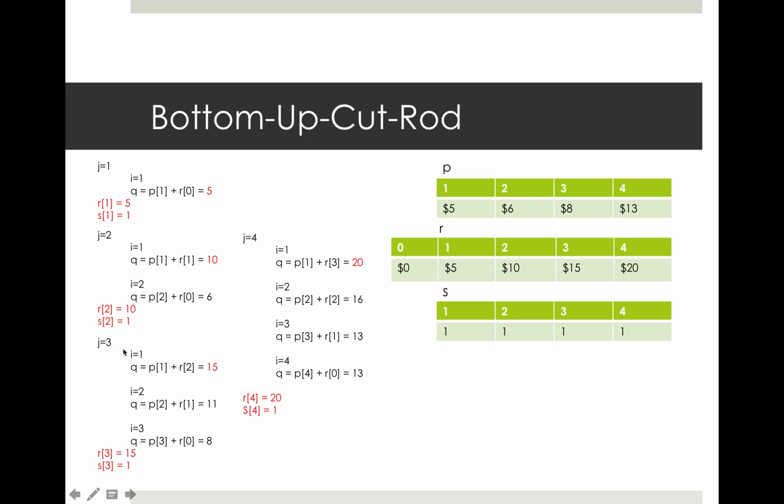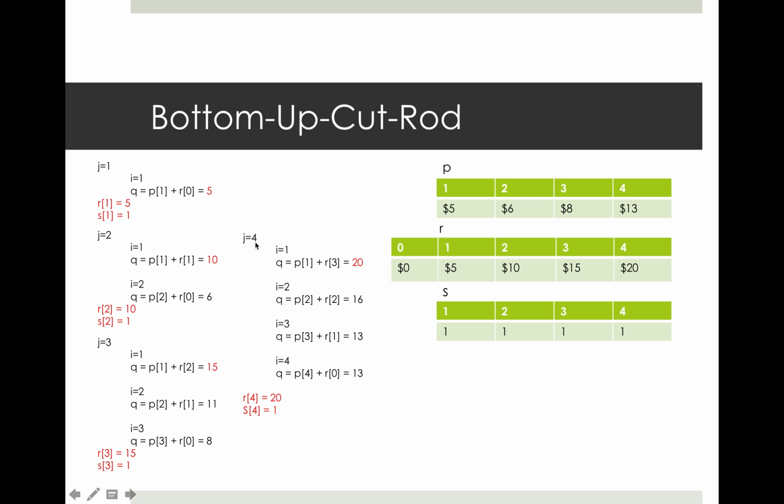Now J equals 3, we're going to have I equals 1. In this case, our maximum price is $15. When I equals 2, we make $11. When I equals 3, we make $8. So again, our maximum price is 15, and the index where we had the maximum price is 1.